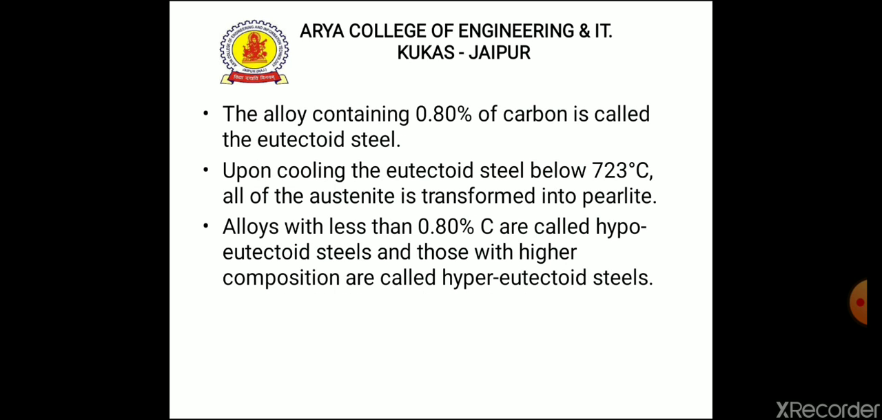The alloy containing 0.80% of carbon is called the eutectoid steel. Upon cooling the eutectoid steel below 723 degrees centigrade, all of the austenite is transformed into pearlite. Alloys with less than 0.80% carbon are called hypoeutectoid steels, and those with higher composition are called hypereutectoid steels.